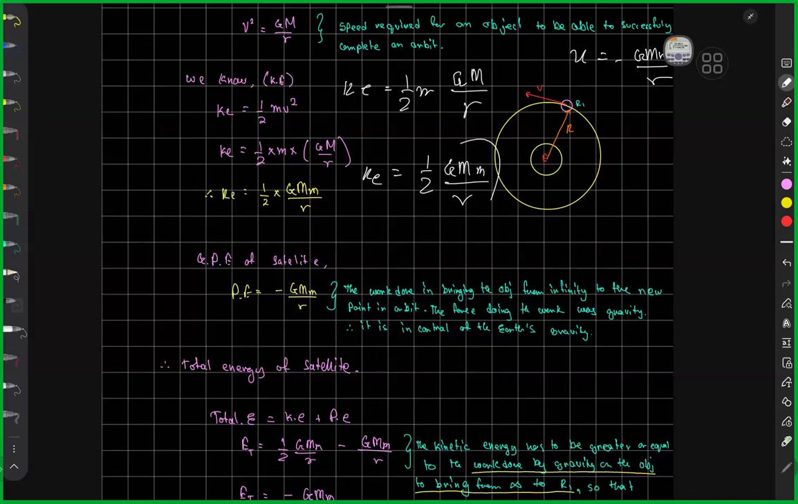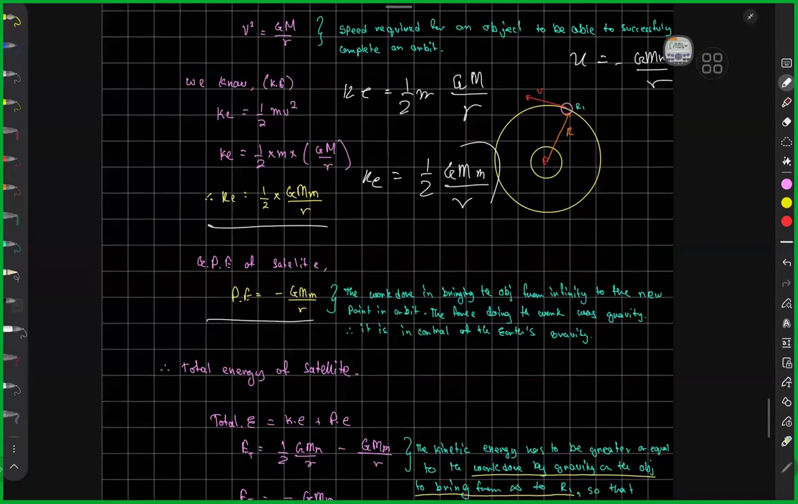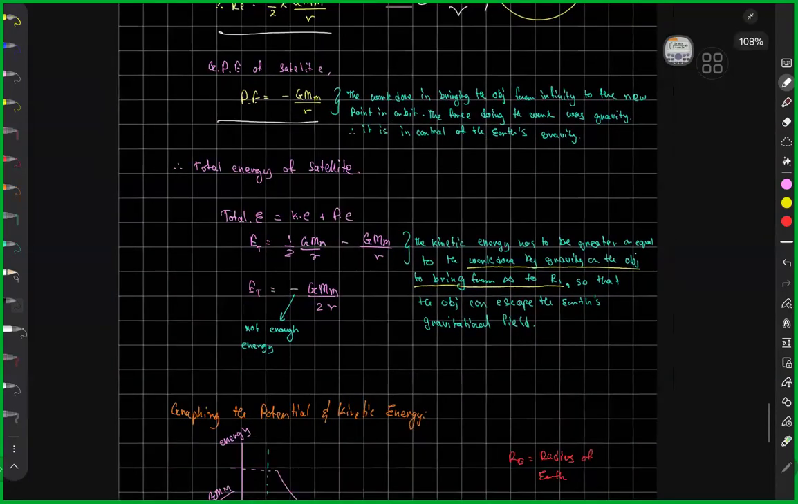So now compare this. One is half of the other. And that is the very interesting part. So, what is the total energy of my object or the satellite, let's say? The total energy is kinetic energy plus potential energy. So, the potential energy is minus GMm by r. Kinetic energy is positive half GMm by r.